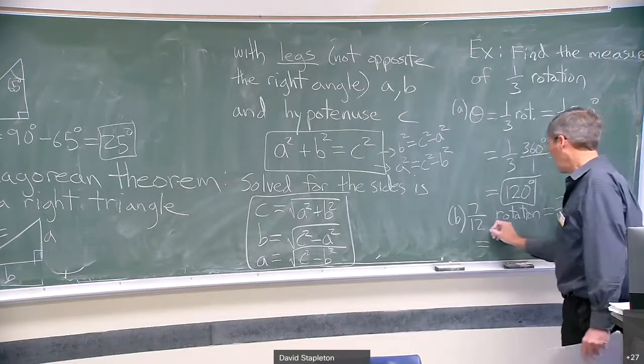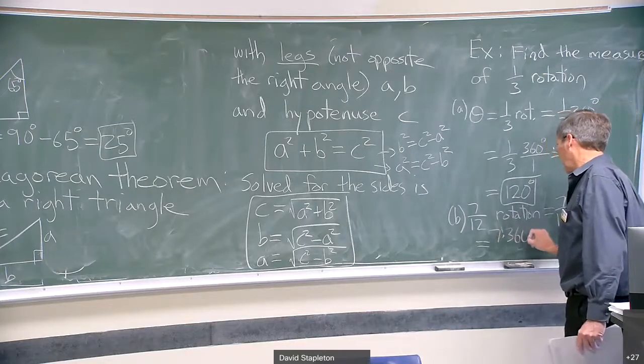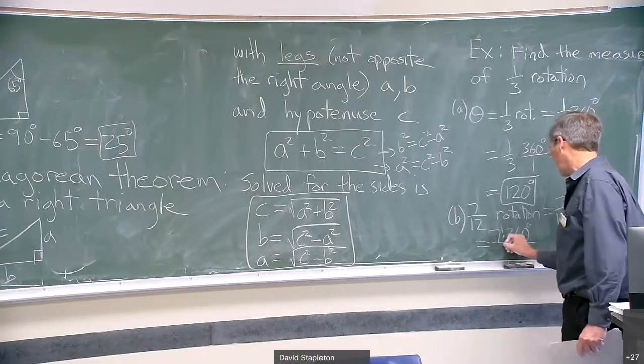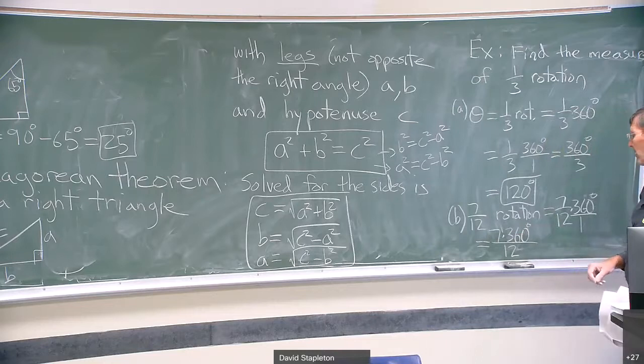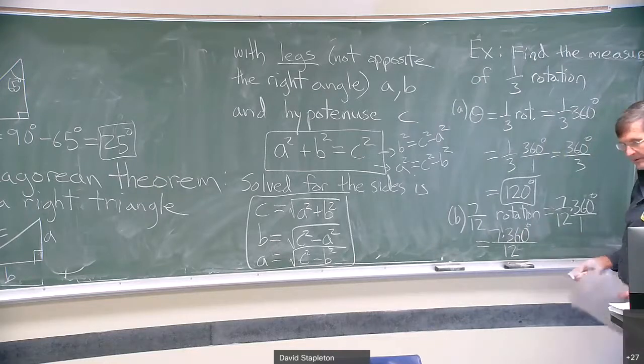This is a fraction also. 7 times 360 degrees, and this is what I'm talking about remembering your algebra. Over 12 times 1, I'll just write 12. How do you reduce the fractions? On the test, I want you to always simplify these.